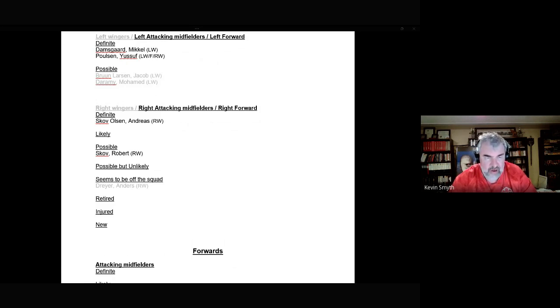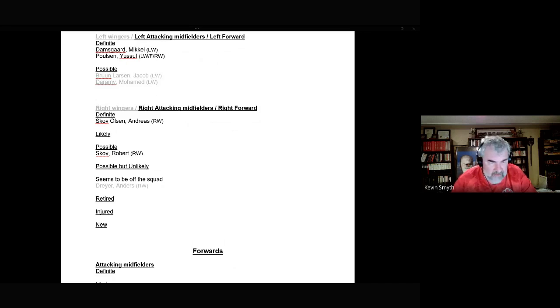So he was also selected for the 2020 Euro Cup, but he was on the bench there, actually not even on the bench for games 1 and 2, but on the bench after that, but didn't see any field time. So Robert Skov, a possible candidate.